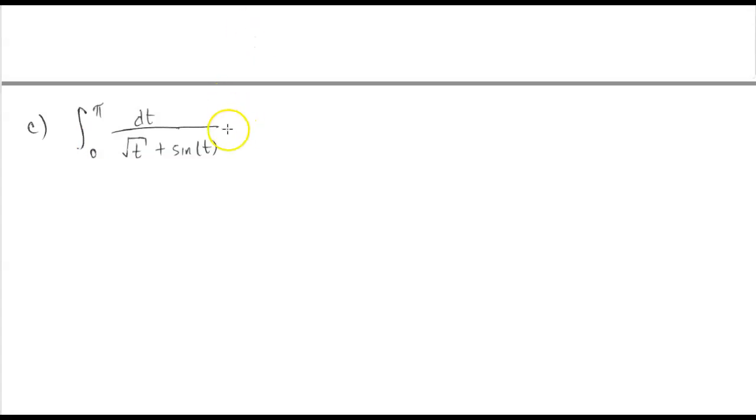If we look at this carefully, for values of t between 0 and pi, we know that sine of t is going to be between 0 and 1. And I'm actually going to write it this way.